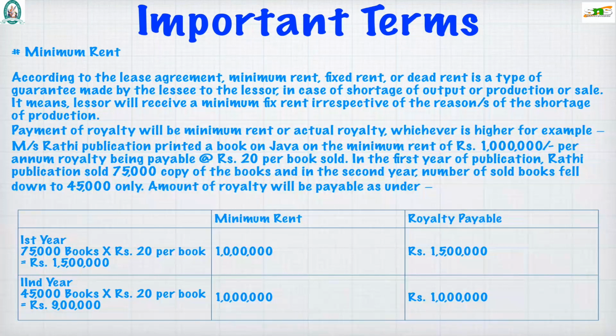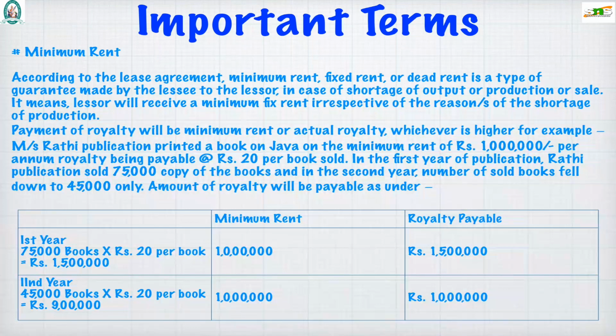For example, Messrs. Radhi Publications printed a book on Java on a minimum rent of rupees 10 lakhs per annum, royalty being payable at rupees 20 per book sold. In the first year of publication, Radhi Publications sold 75,000 copies, and in the second year, the number of books sold fell down to 45,000 only. The amount of royalty will be payable as under.